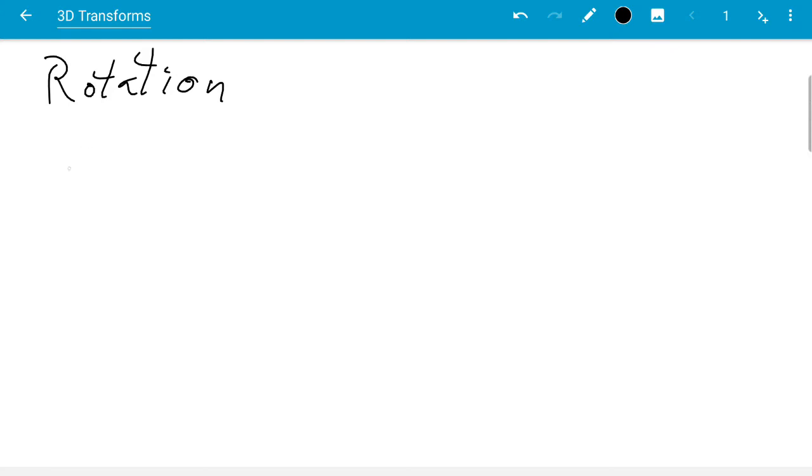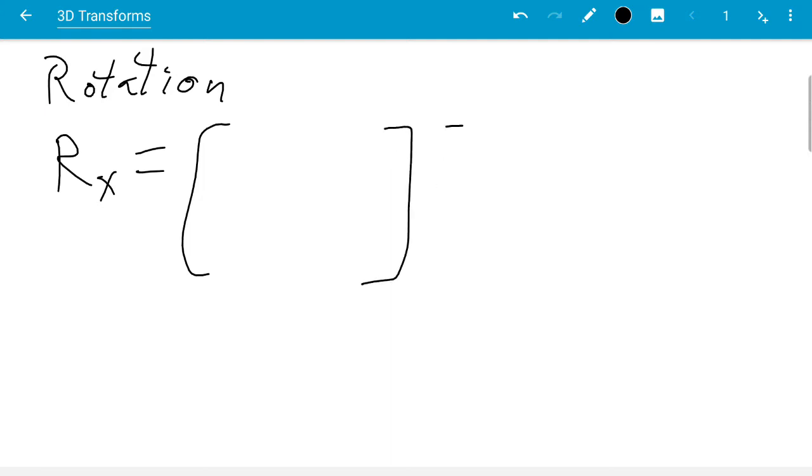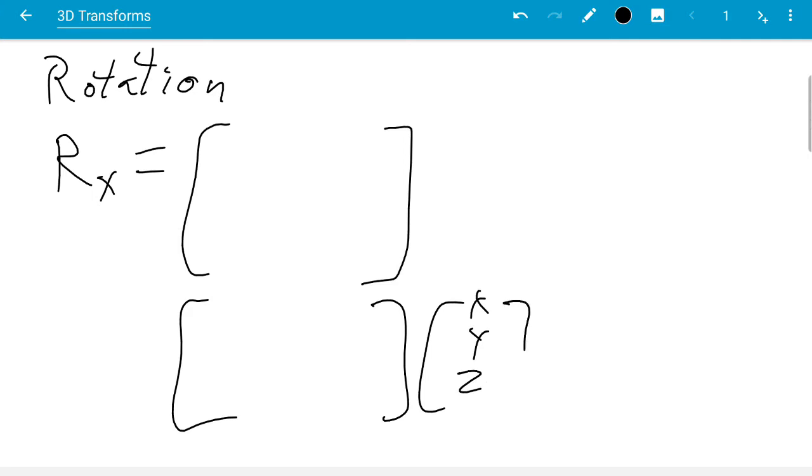So if I wanted to rotate about the x-axis a certain angle, I would need some sort of matrix that ends up modifying my x, y, and z. Actually, let me not write it there yet. I want this matrix to multiply by my x, y, z. And in the end, I'm going to end up with a rotated x, y, and z.